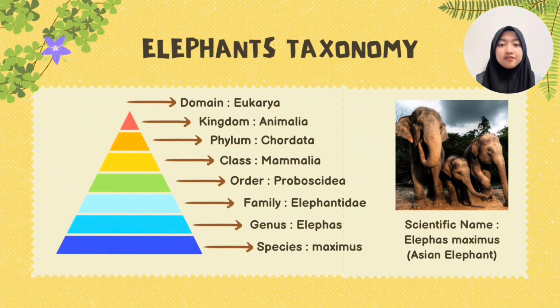The domain of elephant is Eukarya. Next, the kingdom of elephant is Animalia. Then, elephant is classified under the phylum Chordata. The elephant is in the class Mammalia. Next, it belongs to the order Proboscidea. Moreover, the elephant is a member of the family Elephantidae. Furthermore, the genus of elephant is Elephas. The species name is maximus. So, the full scientific name of the Asian elephant is Elephas maximus.